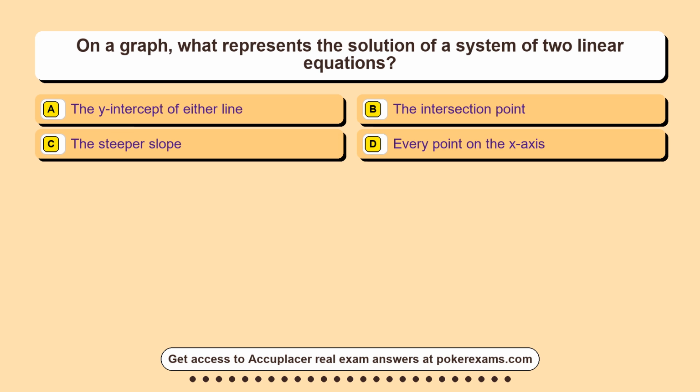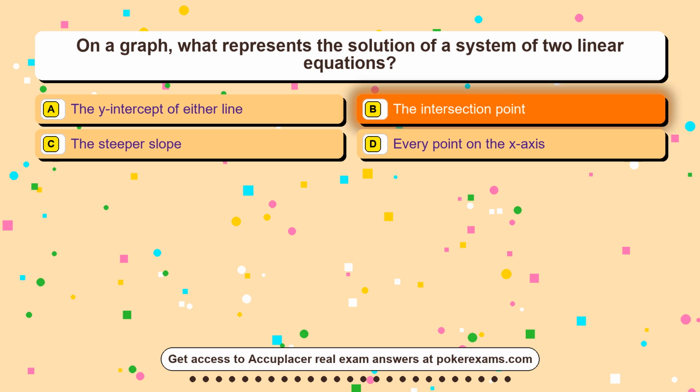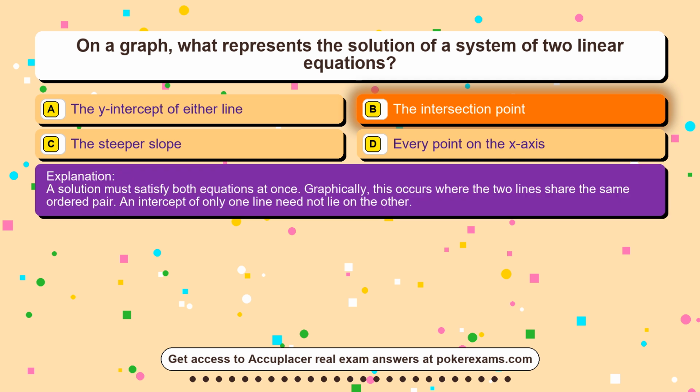Question 22. On a graph, what represents the solution of a system of two linear equations? Option A, the y-intercept of either line. Option B, the intersection point. Option C, the steeper slope. Option D, every point on the x-axis. The correct answer is Option B, the intersection point. A solution must satisfy both equations at once. Graphically, this occurs where the two lines share the same ordered pair. An intercept of only one line need not lie on the other.